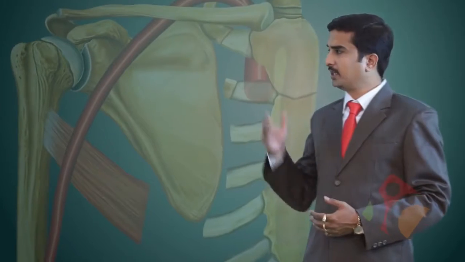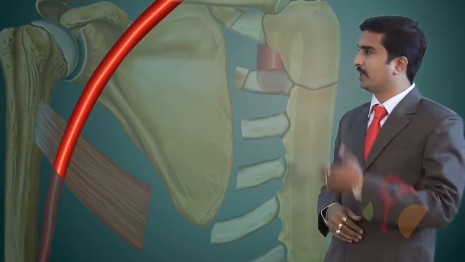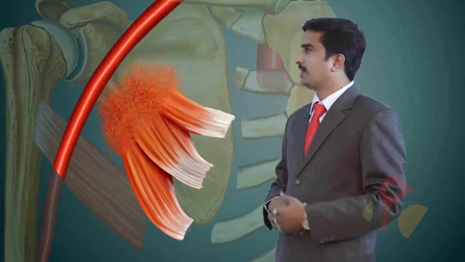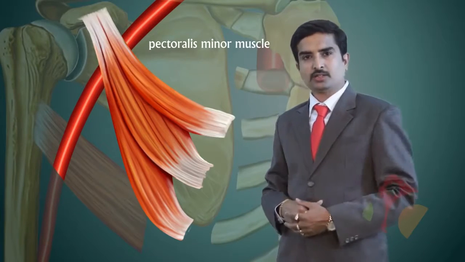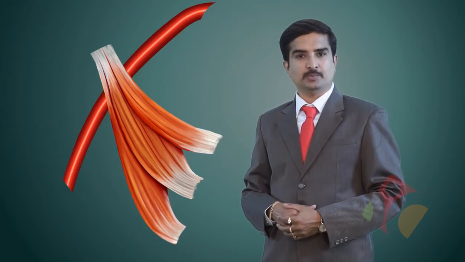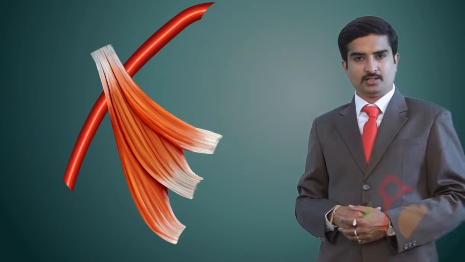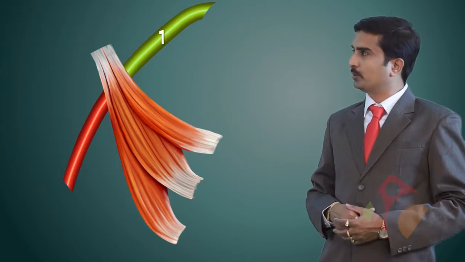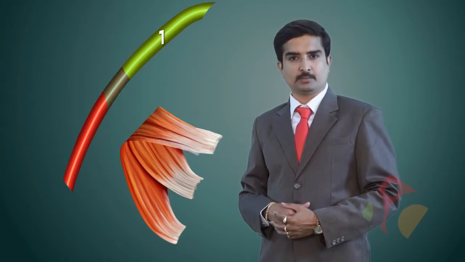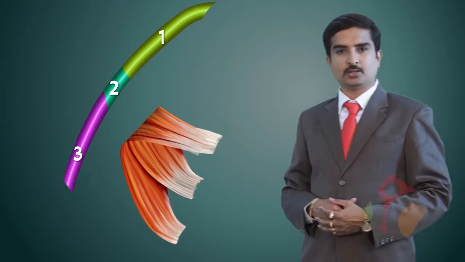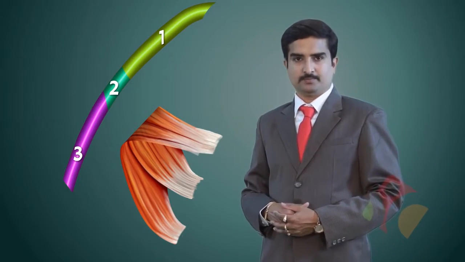For example, if you see the course of the axillary artery in the axilla, in the middle of the axilla it is crossed by the pectoralis minor muscle. Because it is crossed by the pectoralis minor muscle anteriorly, this artery has been divided into three parts. That is, the first part of the artery, which is superior or proximal to the muscle, the second part of the axillary artery is posterior to the pectoralis minor muscle, and the third part of the axillary artery is distal to the pectoralis minor muscle.